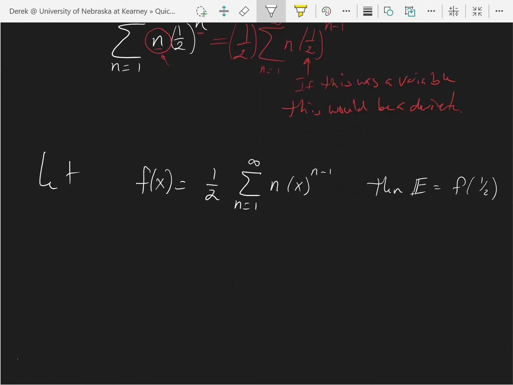Okay, but this looks like f of x is half of the sum from n equals 1 to infinity of the derivative of x to the n, right? Okay, but we have a theorem that says as long as I'm within my radius of convergence, and 1/2 is definitely in the radius of convergence. The radius of convergence of this thing is -1 to 1.